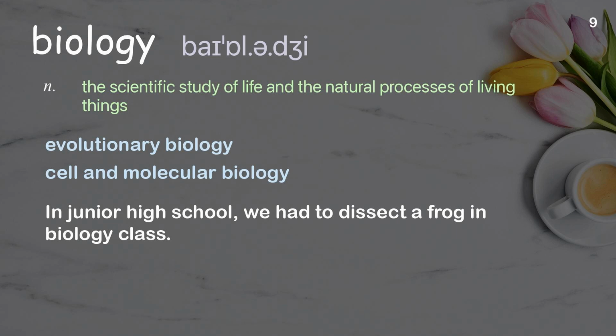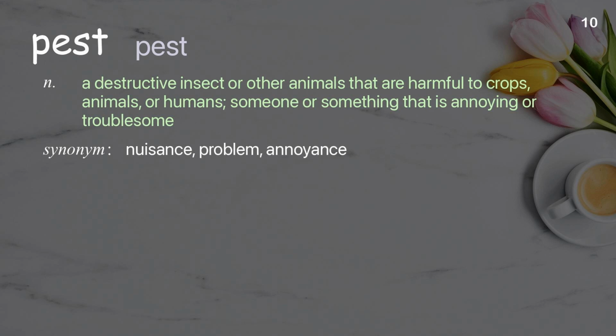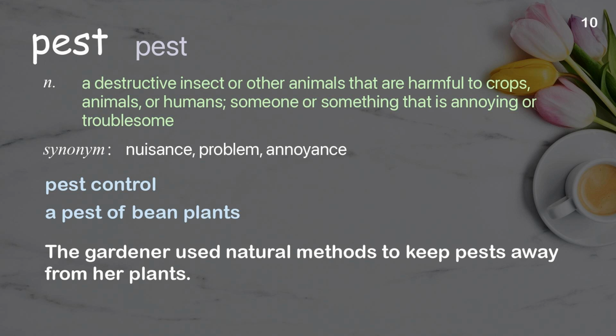Pest. A destructive insect or other animals that are harmful to crops, animals, or humans, someone or something that is annoying or troublesome. Examples. Pest control. A pest of bean plants. The gardener used natural methods to keep pests away from her plants.